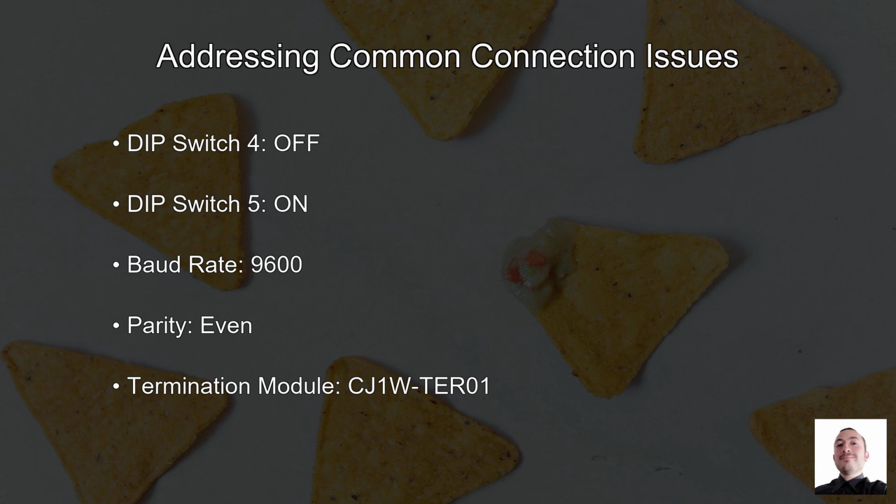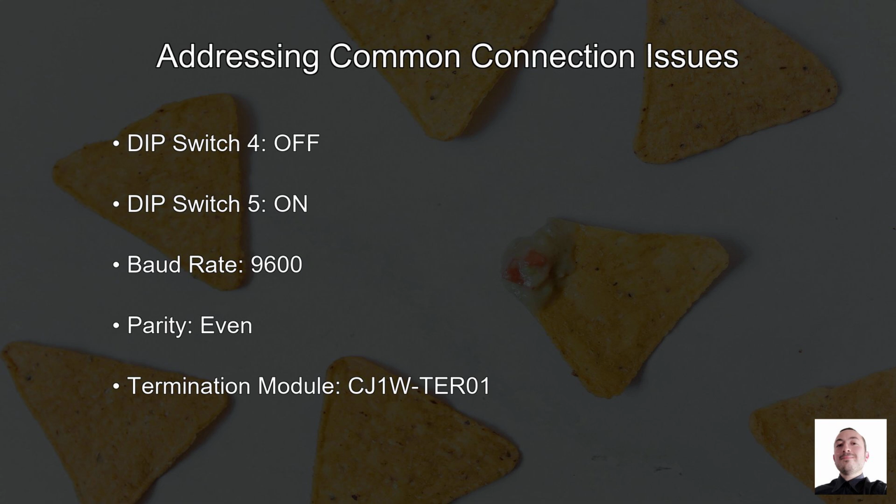When connecting to a PLC, especially an Omron CJ1M, you might face several common issues. First, ensure the dip switches are correctly set. For the peripheral port, set dip switch 4 to off and dip switch 5 to on. This configures the port to the default settings. Next, verify the baud rate, parity, and other communication parameters match between your PLC and your programming software. A mismatch here is a frequent cause of connection failures.